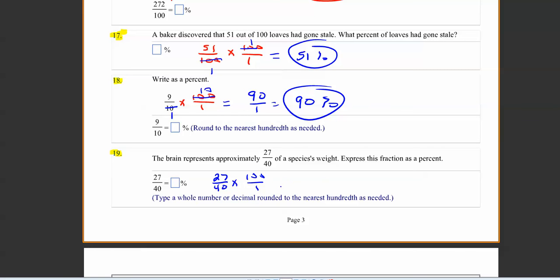I see that I can simplify this, but let's say that you don't simplify it and you go ahead and multiply it out. You would end up with 2700 over 40. Now since I want this as a decimal, I can go ahead and divide this on my calculator, or you can do longhand division, and 2700 divided by 40 will give you 67.5%. So the key to all of those problems was to multiply by 100. To change a number to a percent, multiply by 100.